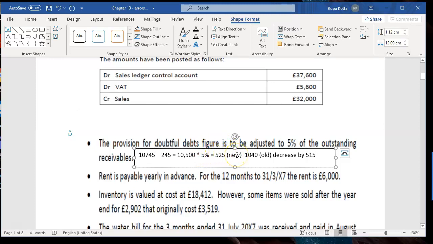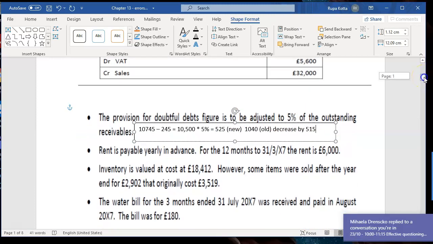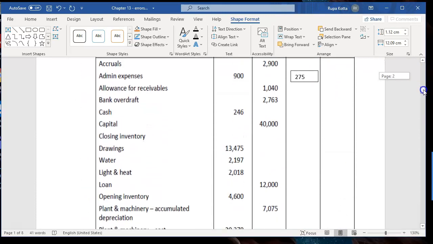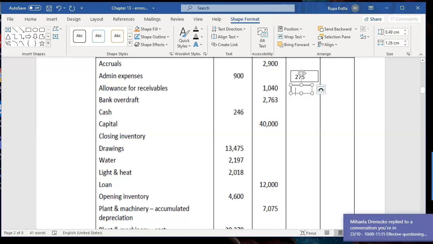This is the new allowance. In the trial balance, you can see that there is an existing old allowance of 1040. Instead of calling it allowance for doubtful debts, they call it allowance for receivables, which is the same thing. So old allowance is 1040, new allowance is 525. So that means your allowance is decreasing by 515. When allowance decreases, allowance for receivables account will be debited and allowance adjustment account should be credited. So allowance for doubtful debts account will be debited by 515.